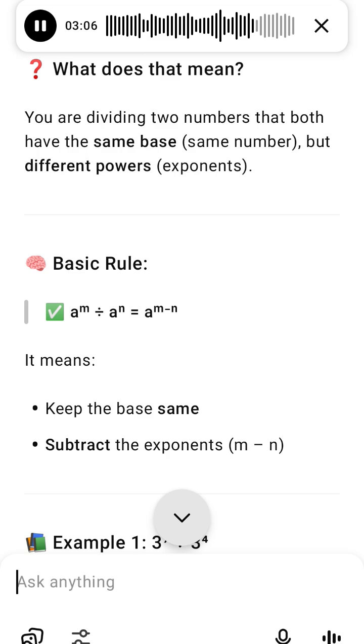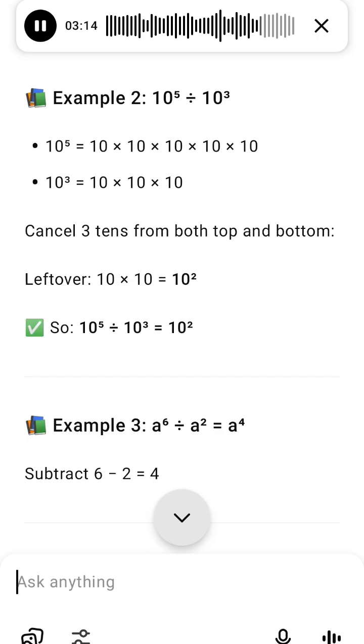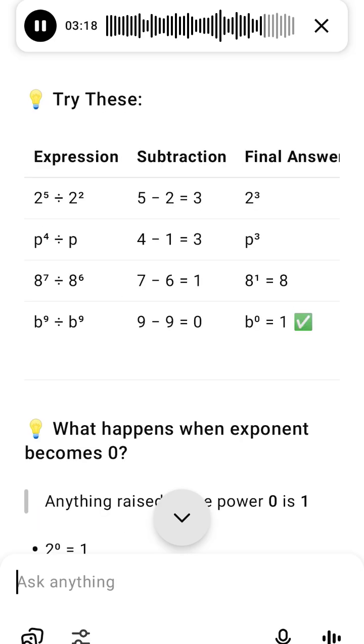Rule, in simple words: when you divide powers with the same base, just subtract the powers. Formula: a^m divided by a^n equals a^(m-n), where a is not 0. Example: 5^6 divided by 5^2 equals 5^4. What you must remember: the base should be the same. Subtract the top exponent minus the bottom exponent.